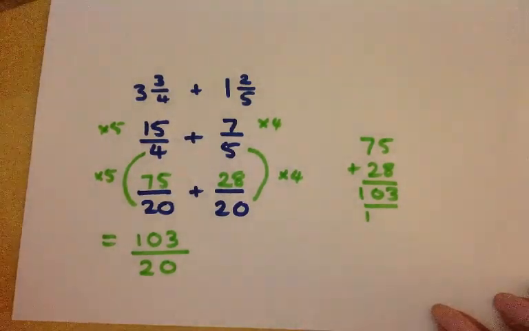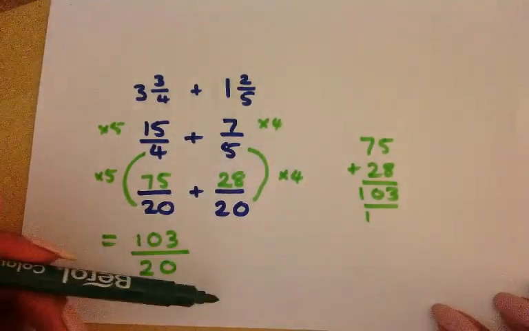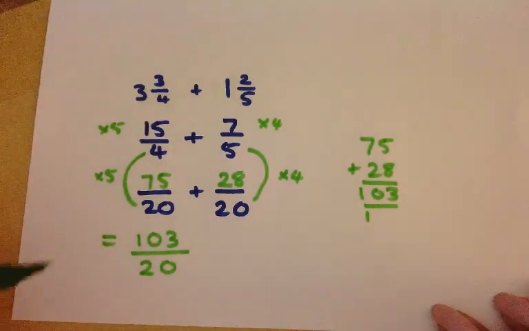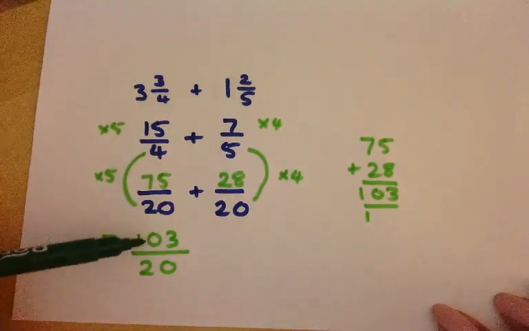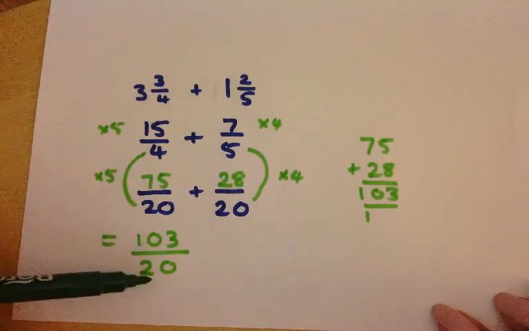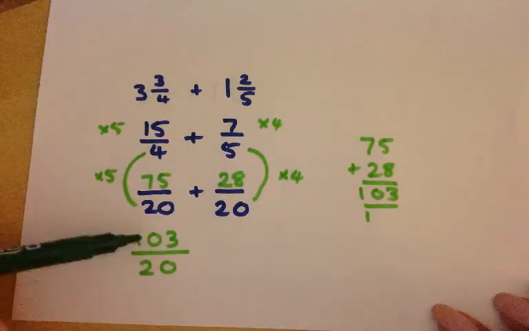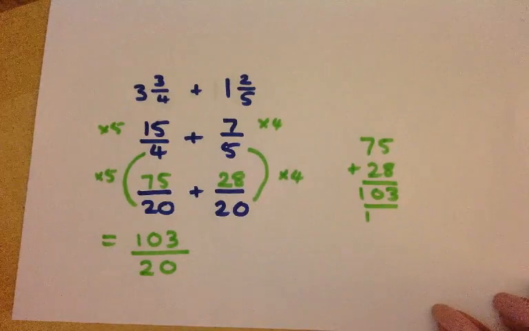Another thing you could do is change this back into a mixed number, but it's not necessary to do that, so I'm not going to do that. But always check if the fraction can be cancelled or not, because you will be required to cancel the fraction down, but these particular ones can't be.